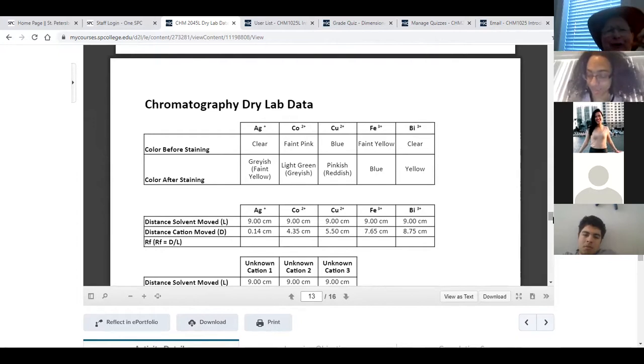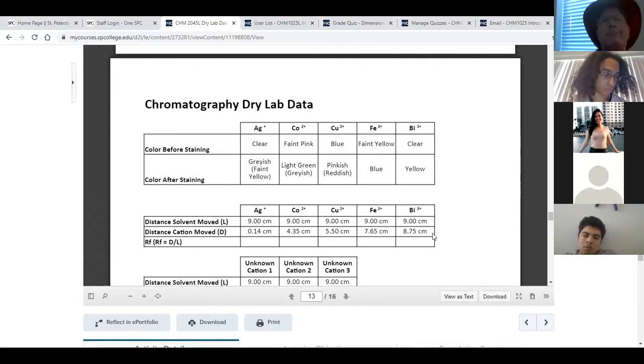All right, here's the chromatography dry lab data. You're going to need to pay attention to these. This is stupid, but you got to do it. You got to pay attention to the colors before staining and the colors after staining. If you can, I would take a copy of this page, print it out, and have it there right while you're doing the quiz. You're also going to have the distance the solvent moved, which is going to be the same for all of your known samples, and the distance your unknown moved.